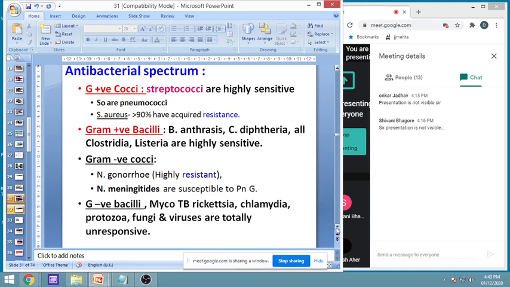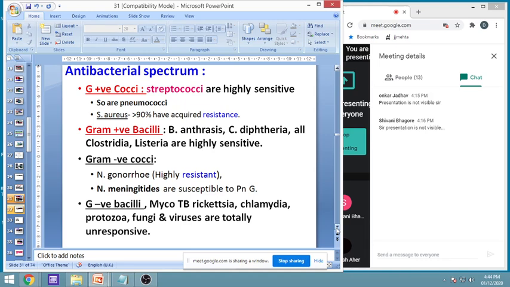The gram-positive bacilli, like Bacillus anthracis, Clostridium diphtheria, all Clostridia, Listeria, are highly sensitive. A few of the gram-negative cocci are susceptible. For example, N. gonorrhea was earlier susceptible, but nowadays it has become resistant. N. meningitidis is susceptible to penicillin G. Then there are some gram-negative bacilli, for example, Mycobacterium tuberculosis, Rickettsia, Chlamydia, protozoa, fungi.